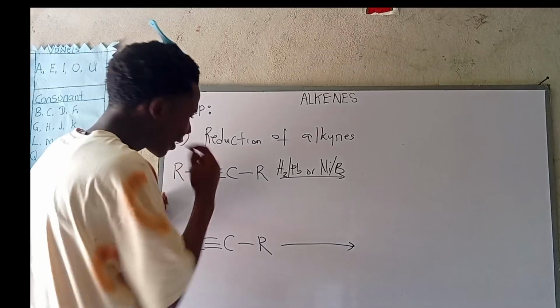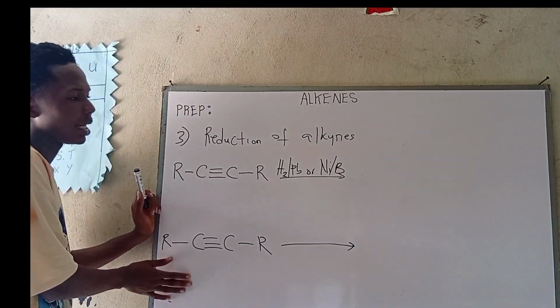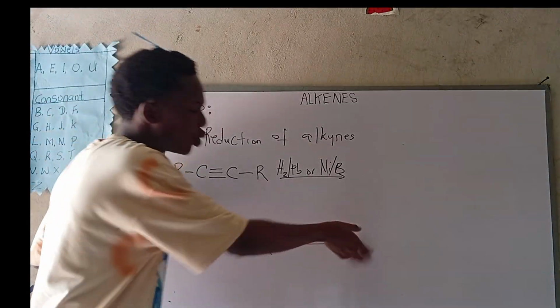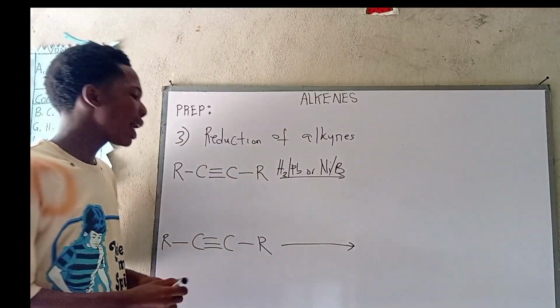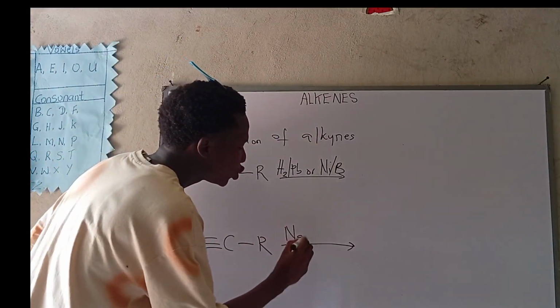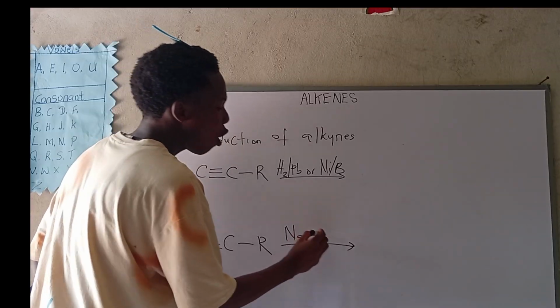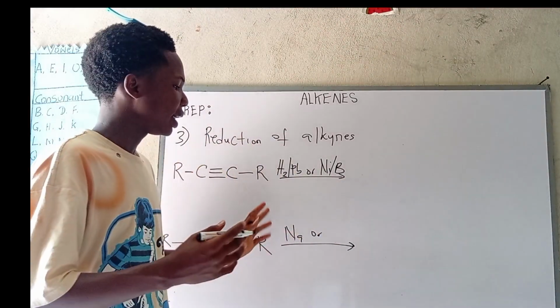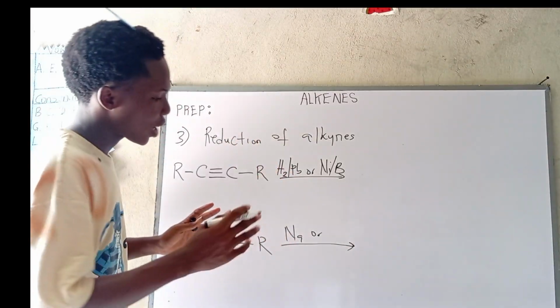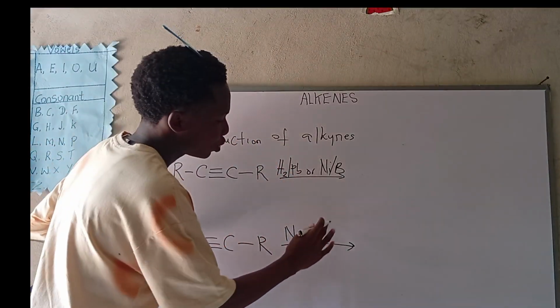Cis and trans. Okay? So now here, which catalyst are we going to use for this reaction to give us a trans? Now, first of all, we're going to use a sodium ion. Or what else can we use apart from this sodium ion? It's very, very, very simple. We are going to use something like this.